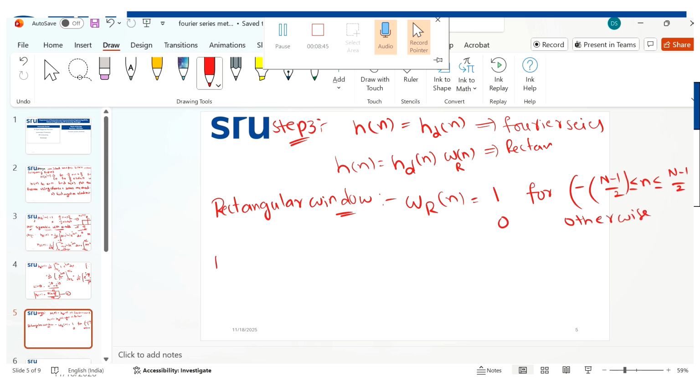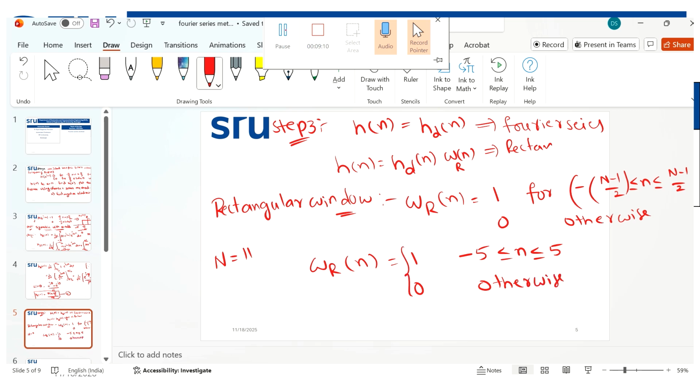So what is the given n value? The given n value is 11. 11 minus 1 by 2, 10 by 2, that is 5. So this rectangular window w R of n is equal to 1 for n value between minus 5 to plus 5 and 0 elsewhere.